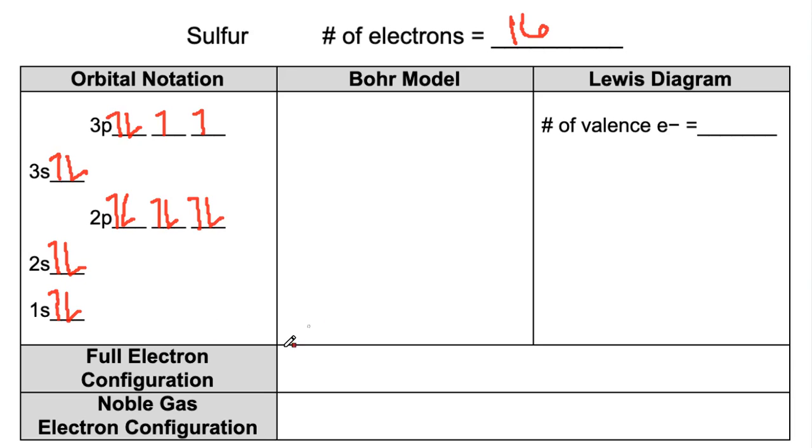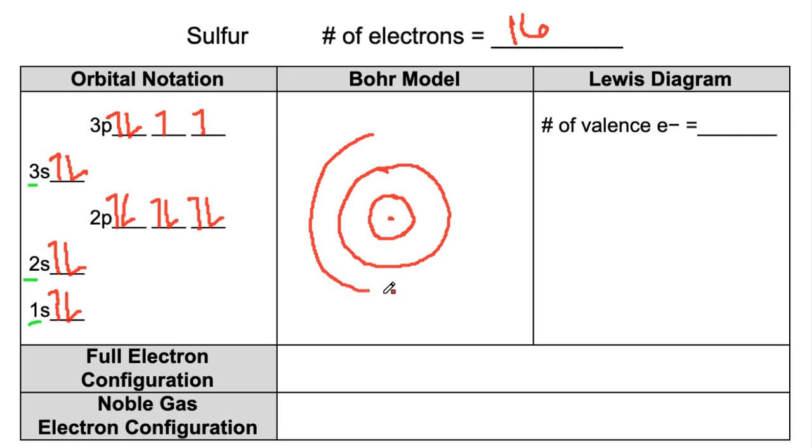Now to do the Bohr model. Looking at the orbital diagram, I notice that I have electrons in the first, second, and third energy levels. That means my Bohr model needs to have 3 shells. So there's 1, 2, and 3. In the first energy level, there are 2 electrons, and I'll draw that as 2 green dots representing 2 electrons.